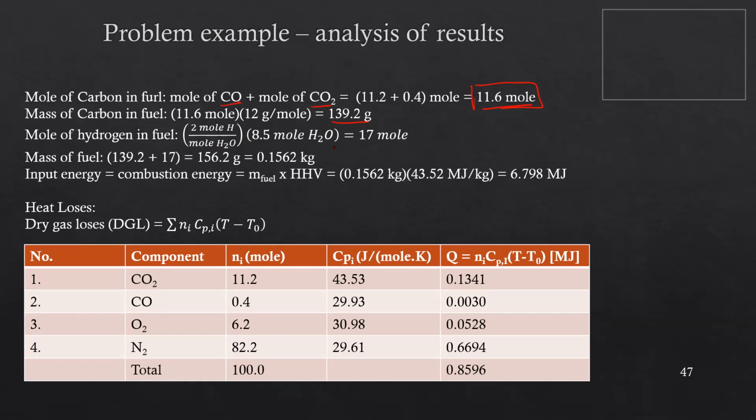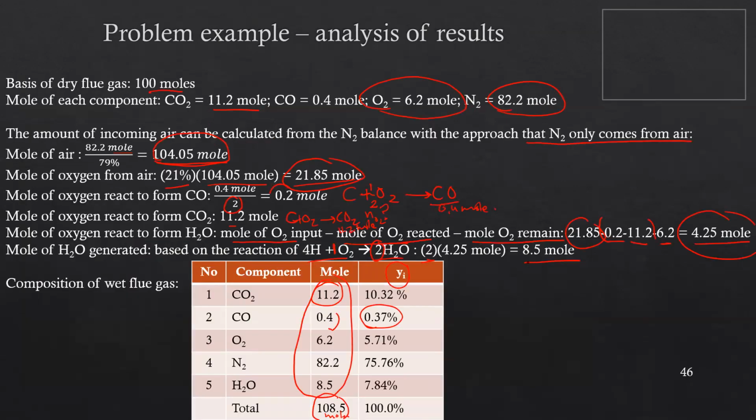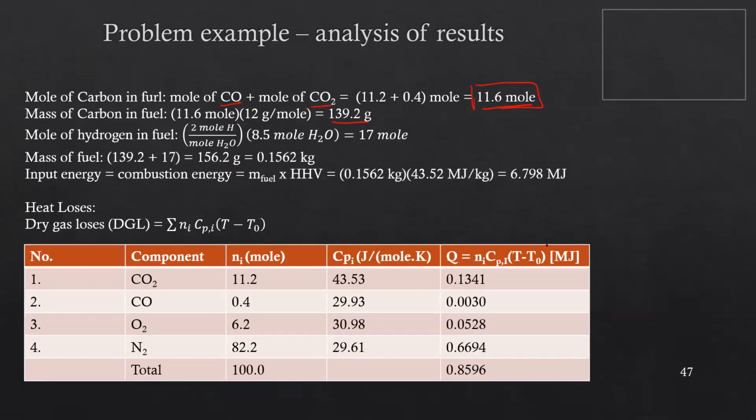And multiply by 8.5 moles of water, which is generated from here. So the water generation is here. We calculated the moles of hydrogen in the fuel by multiplying 2 moles of hydrogen per mole of water by 8.5 moles of water. So we have 17 moles of hydrogen in the fuel. If we convert it to grams, we multiply by 1 gram per mole, then we have 17 grams.